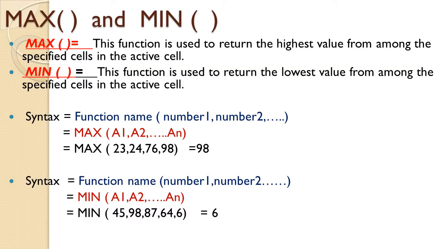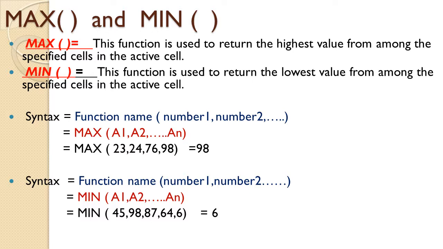Next function is about maximum and minimum. First one is maximum. This function is used to return the highest value from among the specified cells in the active cell, meaning it will display the highest value. Second one is minimum. This function is used to return the lowest value from among the specified cells in the active cell, meaning the minimum function will display the least value.